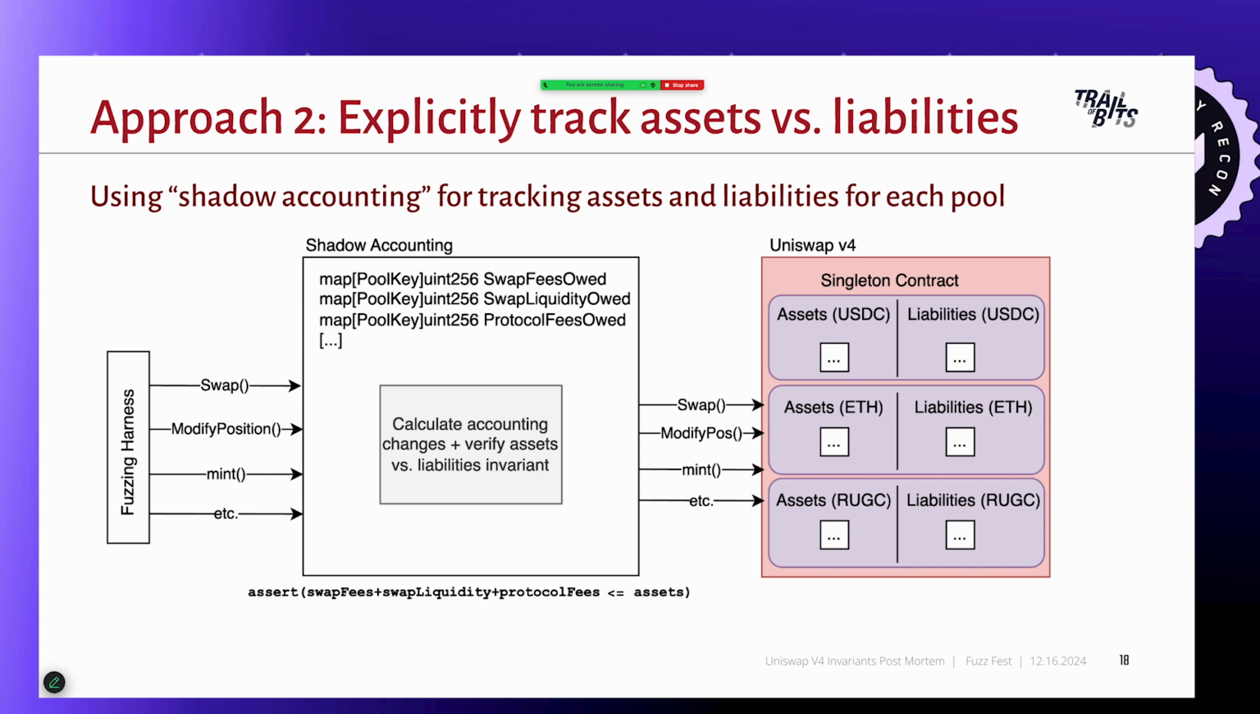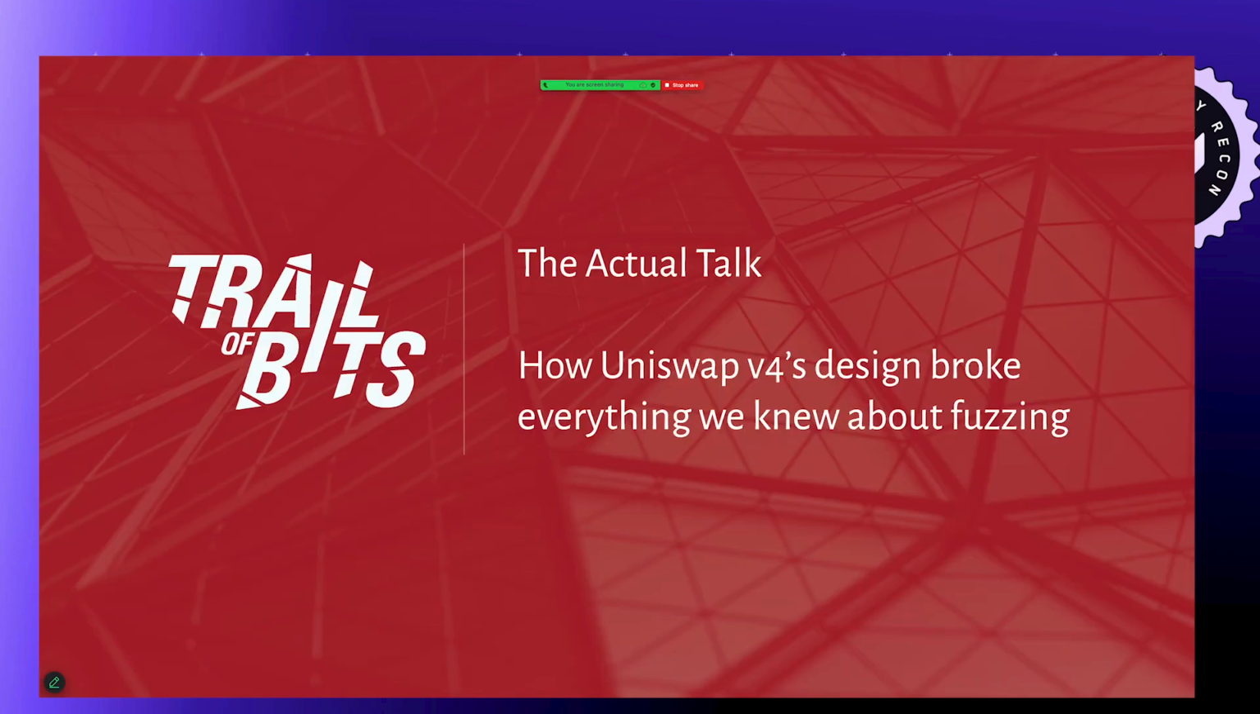Basically all of our fuzz testing was about how to do this as exhaustively as possible. And that's where we're going to go into part 2 here. This is the interesting stuff. The harness that we decided to build, it turns out there are some things about Uniswap's design that actually broke everything that we knew about our fuzzers. So we're going to talk about fuzzing, how fuzzers work, and how Uniswap broke it.